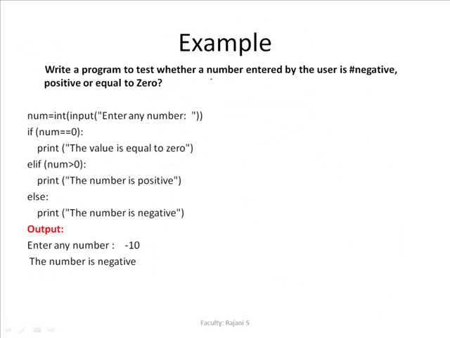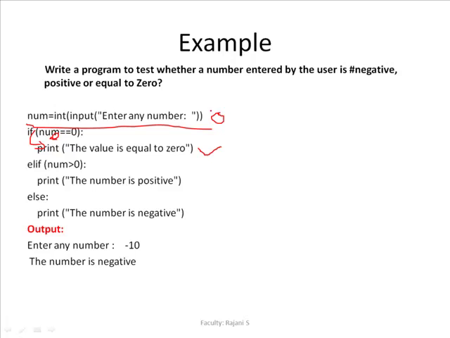Write a program to test whether a number entered by the user is negative, positive or equal to 0. For that, first we will read one integer number, that is number equal to int of input of enter any number. For example, if the given number is 0 only, then if number equal to 0, here the number value is 0, so 0 equal to 0. Now the condition is true. So if the condition is true, then it will execute only the if block and it ignores the remaining else block and else part. So the output is the value is equal to 0. This will be the output if the value is 0.